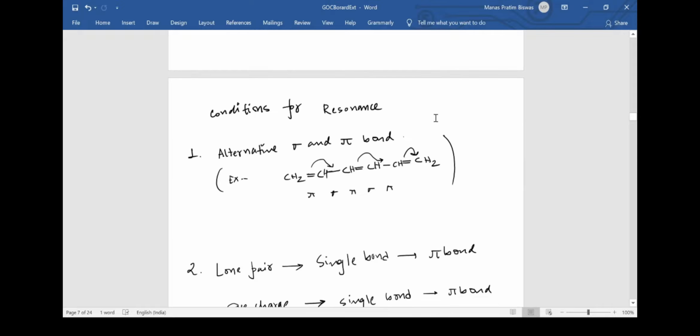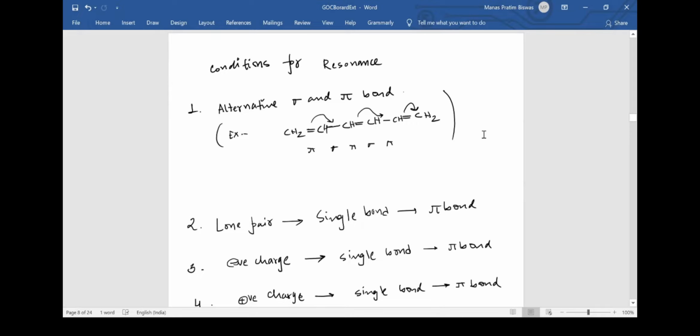Now we shall discuss the conditions for resonance. That is, how will you understand when resonance will take place and when it will not take place? That is, the structural features of the molecule that will help resonance to take place.